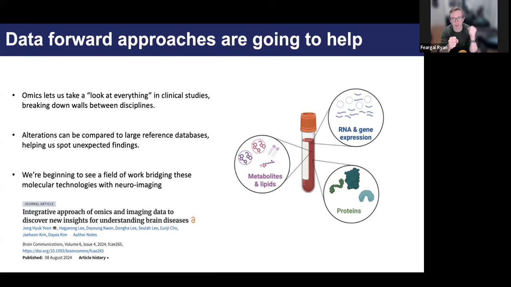We're not just measuring immune cells. We're not just measuring stuff from neurons or stuff in the brain. We really can look at everything. And I think that's going to be important for breaking down some of those walls between disciplines, because we don't filter a priori for what we want. We take this broad approach where we'll just do everything.